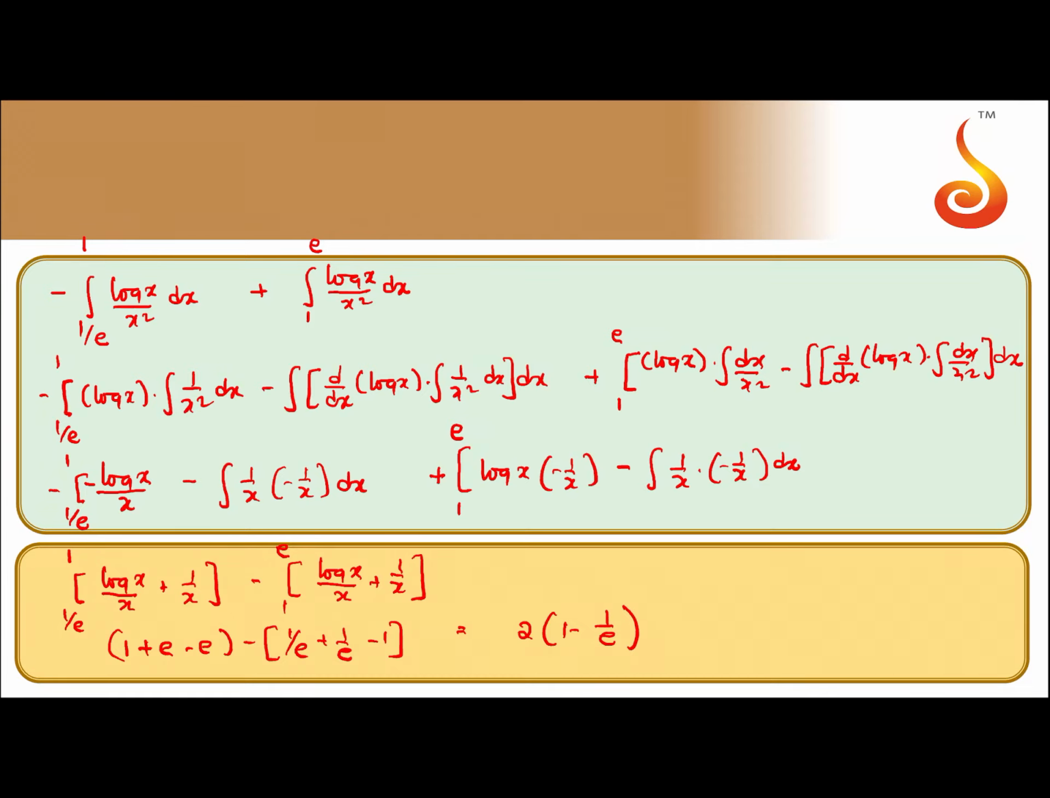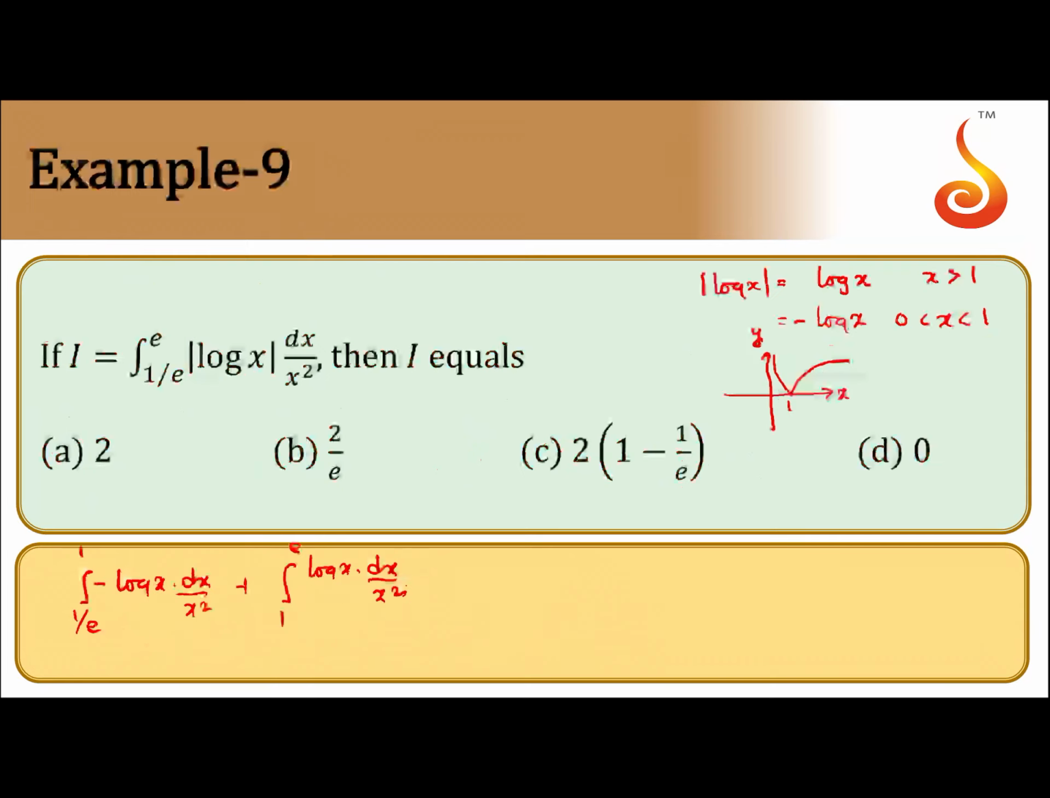That is the final answer. So the most important concept was the concept of mod log x. Mod log x is positive whenever x is greater than or equal to 1, and mod log x is negative when x lies between 0 and 1, because the domain of log x is greater than 0. What is the domain? The domain is x greater than 0. So mod log x is equal to log x when x is greater than 1, and it is minus log x when x lies between 0 and 1. You can put an equal to sign here.